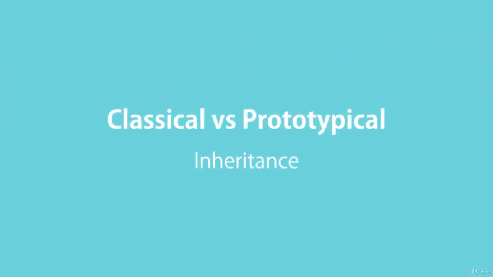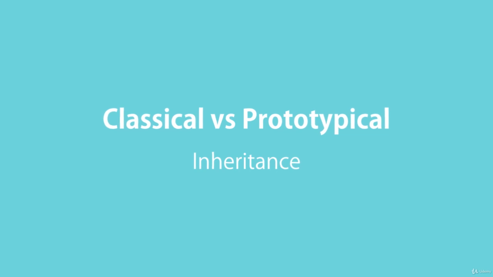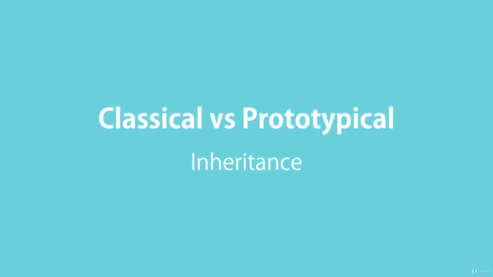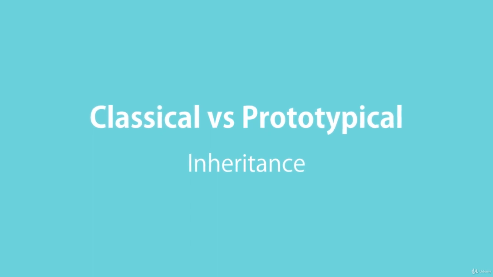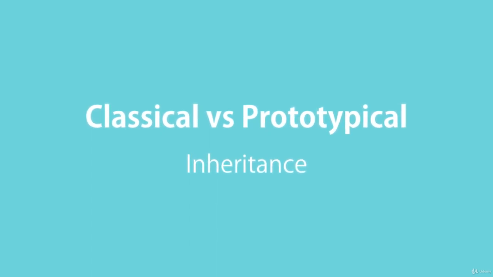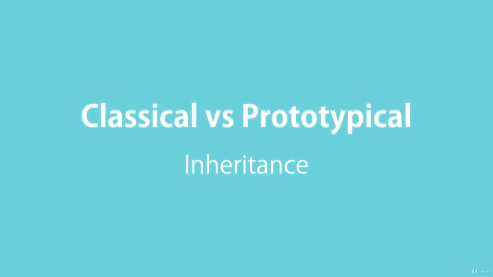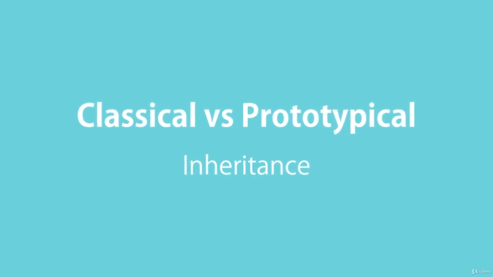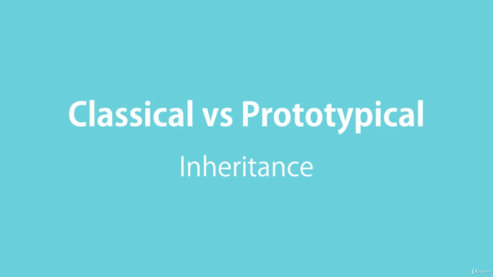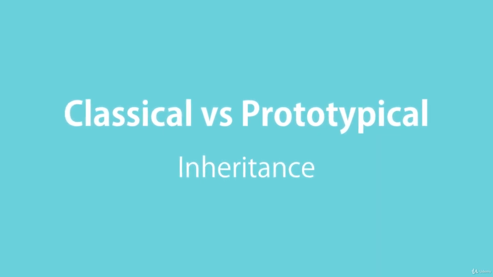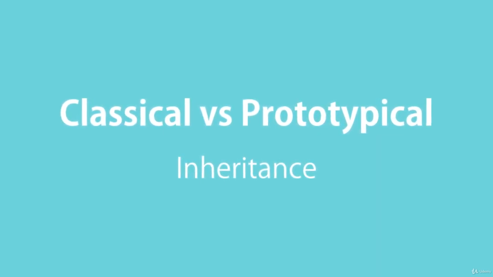Now this is the classical definition of inheritance. But as you know, in JavaScript, we don't have classes. We only have objects. So that's when prototypical inheritance comes into picture. So essentially we have two types of inheritance, classical and prototypical. And that's one of the topics for interview questions. So what is a prototypical inheritance? That's the topic for the next lecture.